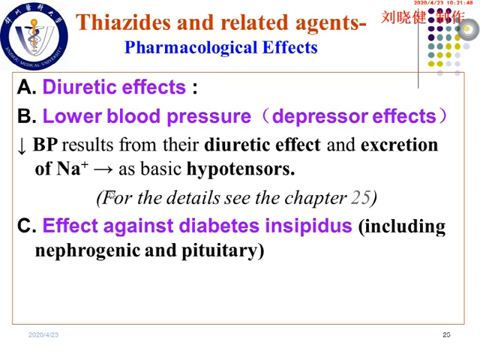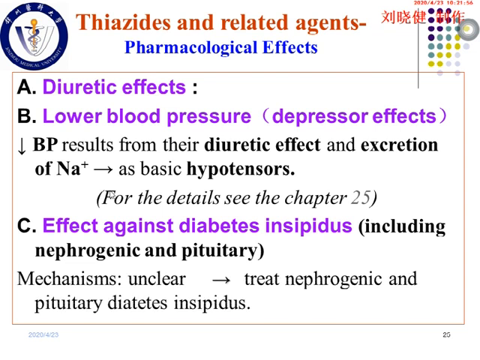Thiazides also have effects against diabetes insipidus, including nephrogenic and pituitary diabetes insipidus. Actually, the mechanism of thiazides in treating this disease is still unclear, but they are really effective in controlling nephrogenic and pituitary diabetes insipidus. Maybe you are not very clear about these two diseases. In diabetes insipidus, the patients usually are very thirsty and drink a lot of water, so they often have polyuria.